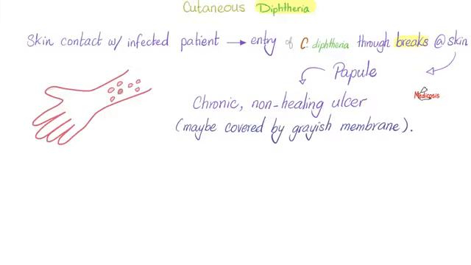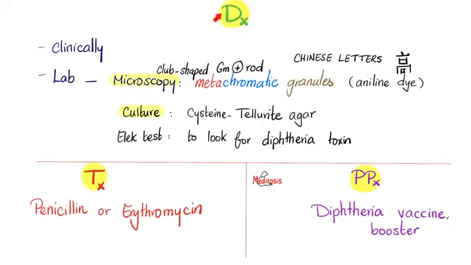Number 2, cutaneous diphtheria. Skin contact with an infected patient will lead to the entry of the ugly Corynebacterium diphtheriae through breaks in your skin. It starts as a papule, then develops into a chronic, non-healing ulcer, sometimes covered by a grayish membrane. Is this a true membrane? No, this is a pseudomembrane. How can we diagnose diphtheria?